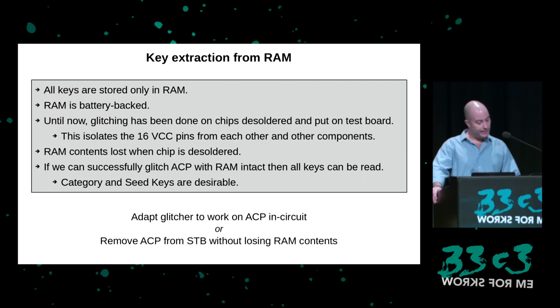It's possible to glitch the ACP and read memory, but the glitcher works on an ACP removed from the set-top box. When the ACP is in circuit, the connections to other components and 16 VCC-connected pins pose the problem. To glitch the ACP in circuit will require some modifications to the set-top box, disconnecting the ACP from other parts. Or another alternative is to remove the ACP from the set-top box and place it on a breakout board without losing the battery power and wiping RAM.